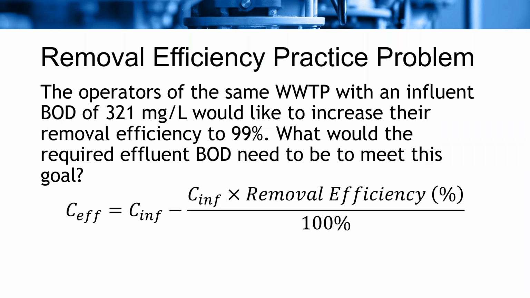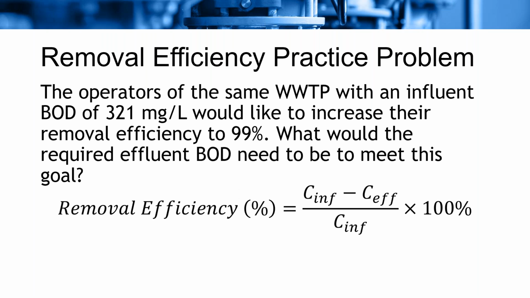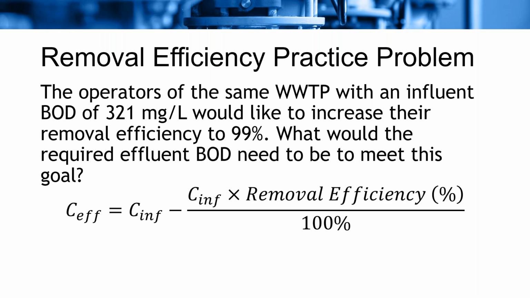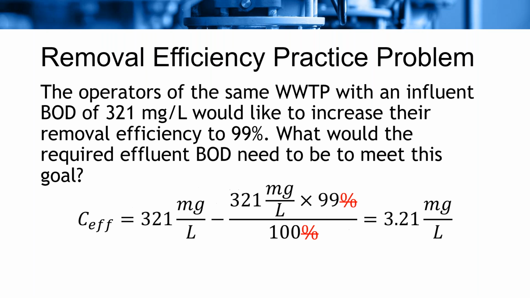So let's go ahead and walk through the problem. The first thing we're going to do is rearrange the equation mathematically. If you notice from this one, we've moved most of our terms to the other side. So the first thing you do is multiply removal efficiency by the influent and divide it by 100%. Then you subtract that term from your influent concentration. Once we plug in our givens of 321 milligrams per liter and our removal efficiency, we get 3.21 milligrams per liter.